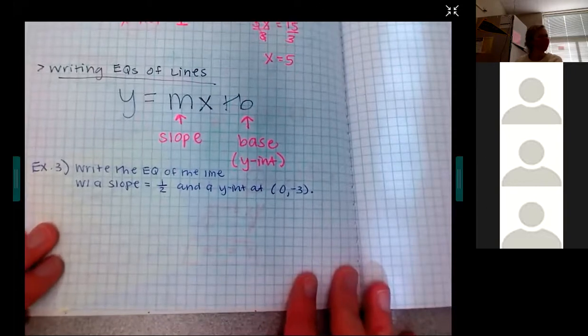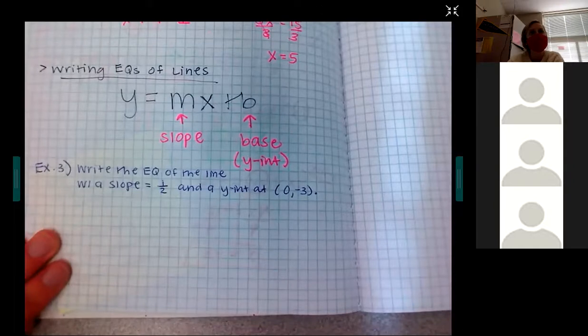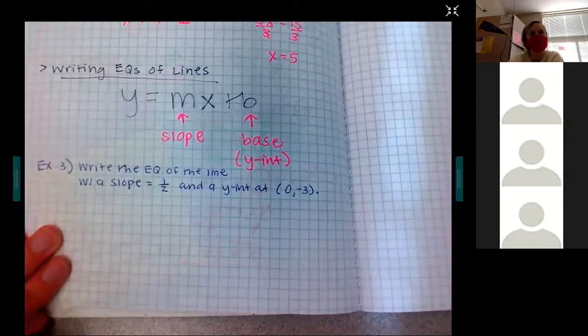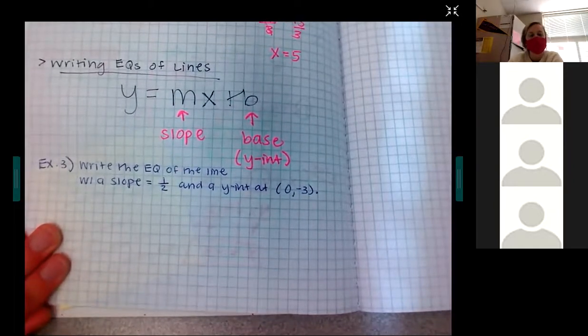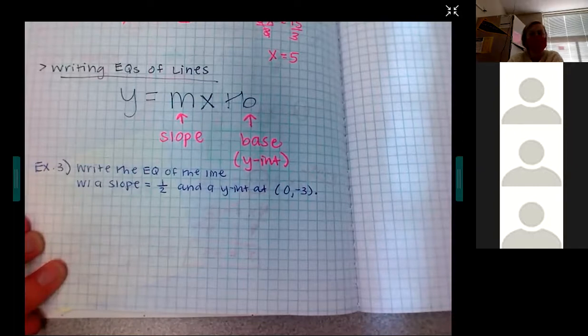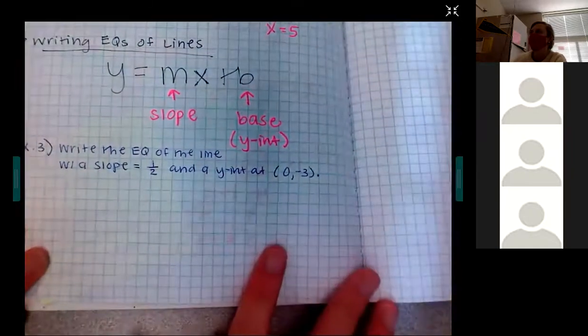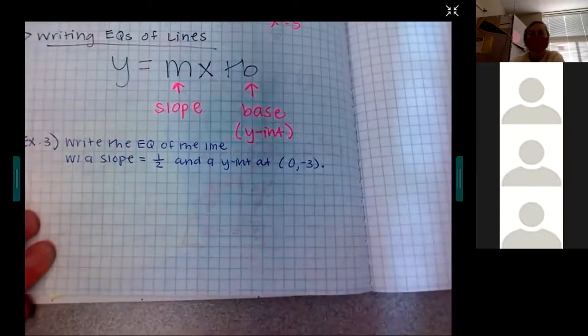You know how to do this. You saw all the words and started freaking out, which I need y'all to not do. Everybody write it, so when you see something like this on your quiz or your test, you'll have an example. Write the equation of the line with a slope equal to 1/2 and a y-intercept at (0, -3).